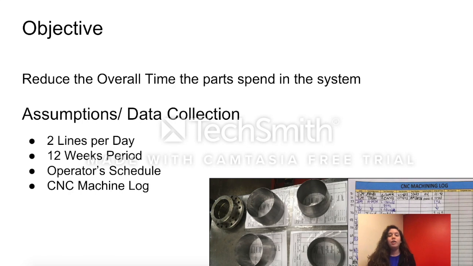For our objective, we have to reduce the overall time that the parts spend in the system, and we have four assumptions. Two lines arrive per day. The time period that we have is 12 weeks, and also the operator's schedule, which consists of 4 days a week from Monday through Thursday from 7:30 a.m. to 4:30 p.m. And also they provide us with the CNC machine lab.